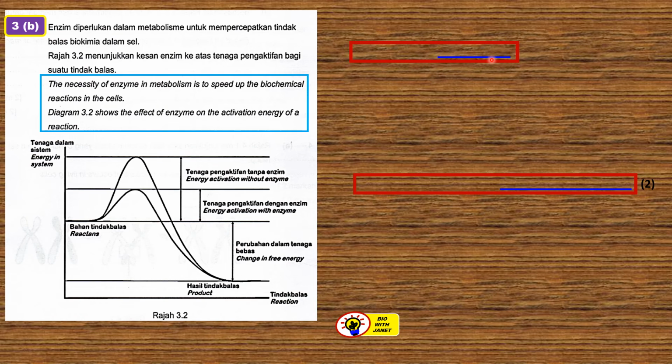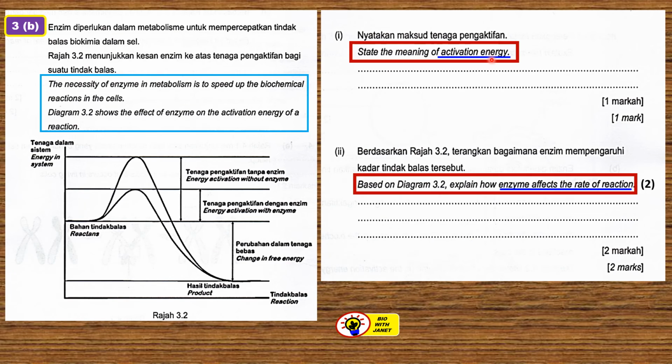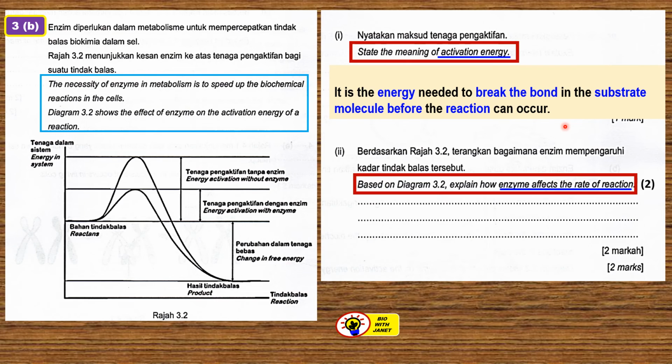So let's look at the questions. Now you can pause the video for a while and try these questions. Number 1, state the meaning of activation energy. You have to recall the meaning from our definition in the textbook. So the answer is it is the energy that's needed to break the bonds in the substrate molecule before the reaction can occur. Then take note of the keywords: energy needed, break the bonds, substrate molecules, before reaction occurs.